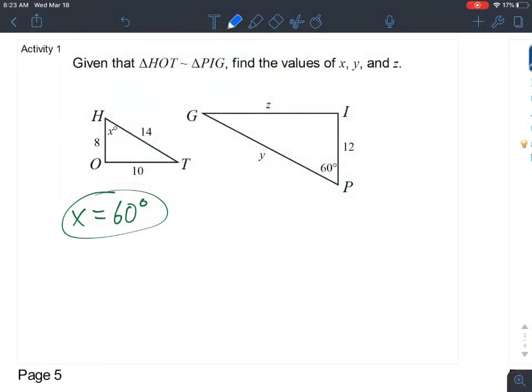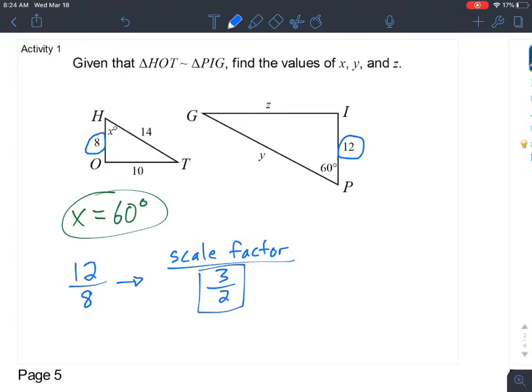Now we are going to find Y and Z. But before we can do that, we need to know the scale factor between these two shapes. So I am going to look at the corresponding sides that we were already given, and I see that the 12 and the 8 match up. I'm going to divide the right shape by the left shape. So 12 divided by 8, and then we should simplify that. If we divide both of those by 4, we get a scale factor of 3/2.